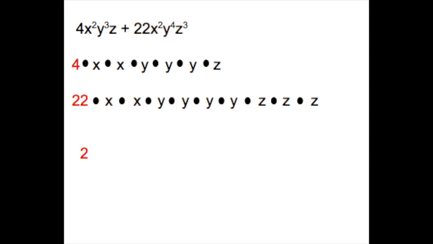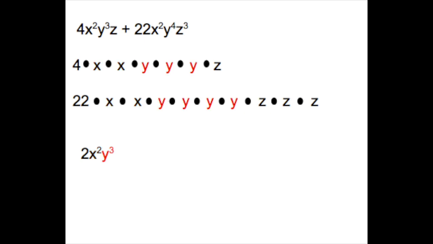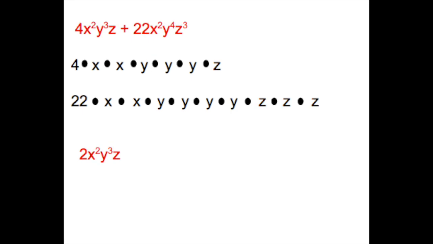Now that we have done this, let's see what the two terms have in common. 4 and 22, the greatest common factor would be 2. Both have two x's, so that would be x squared. Both have three y's in common, so that would be y to the third. And both have one z in common, so that would be z. So we have determined that the greatest common factor of the polynomial 4x squared y to the third z plus 22x squared y to the fourth z to the third is 2x squared y to the third z.